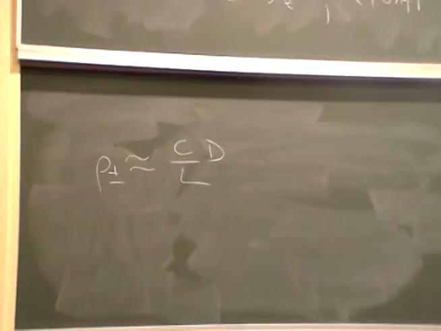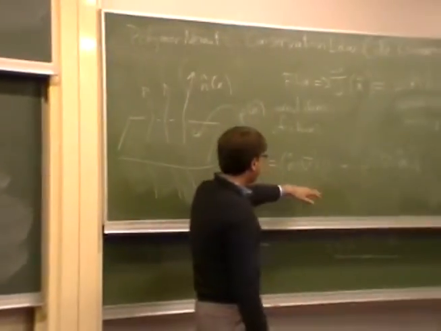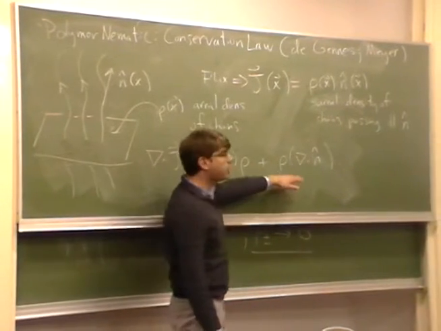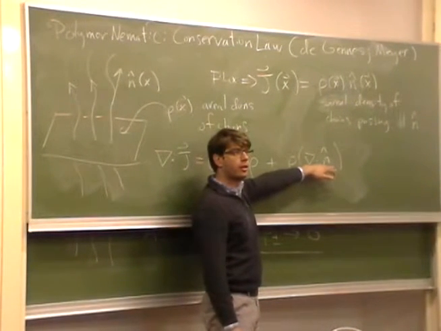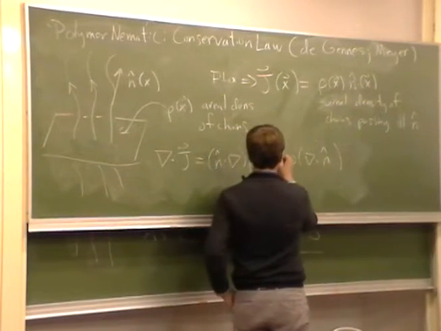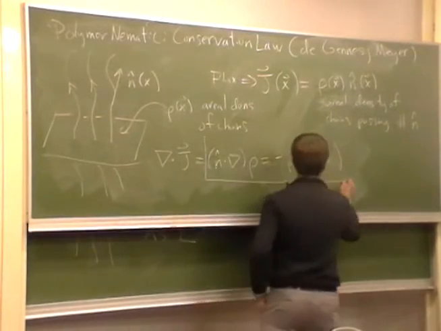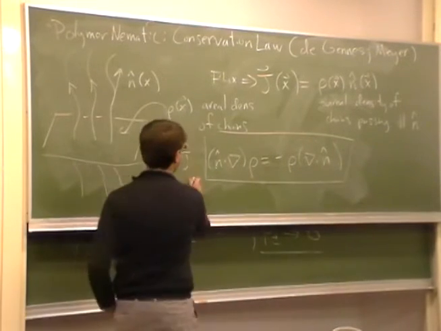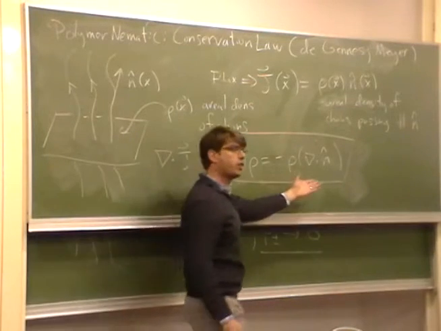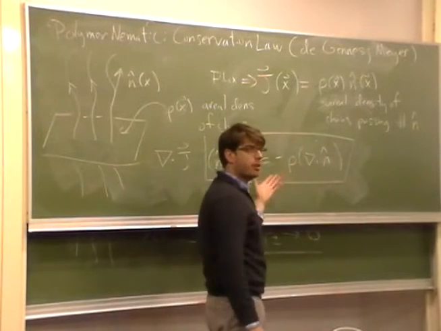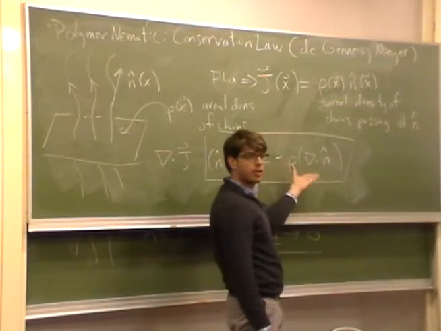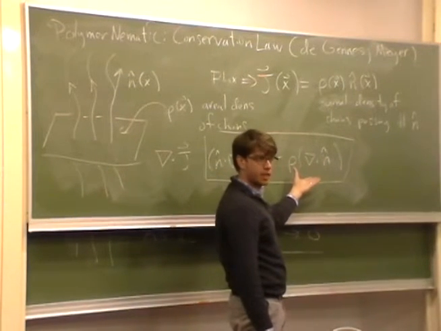Okay, so this says if the divergence is 0, then n dot grad of P has to be equal and opposite to rho times the divergence of n. So we find now fundamentally these two types of modes, the density mode and the orientation mode, are inextricably linked. They're slaved together.